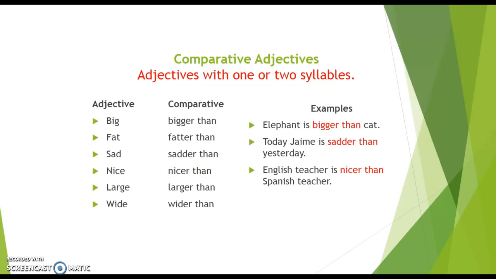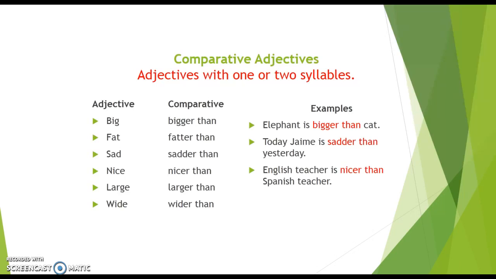In the adjectives with one or two syllables, when they end in consonant, vowel, consonant, you have to double the last consonant, and after that you write the letters ER plus the word than to make the comparative. So you say bigger than, fatter than, sadder than, because they are ending in consonant, vowel, consonant. That's the rule for those kinds of adjectives.